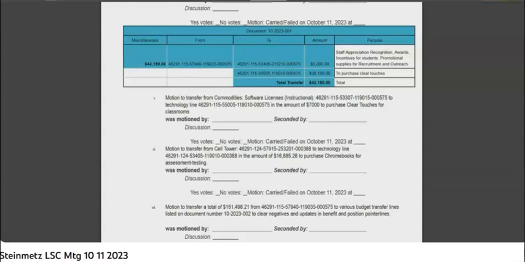No discussion? Any questions? I have a question. Is this already purchased or?